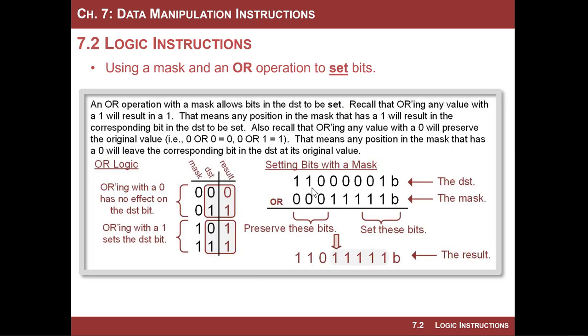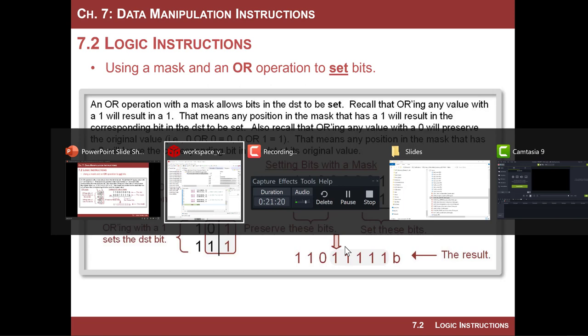Here's an example. I have a destination that's 1100001, and I OR it with 00011111. That means I'm going to set these 5 bits of the destination, and I will leave these 3 bits as they are. So the result of this will be the lower 5 bits are going to be set no matter what. The upper 3 will just remain their same values. No impact. Okay, let's try that.